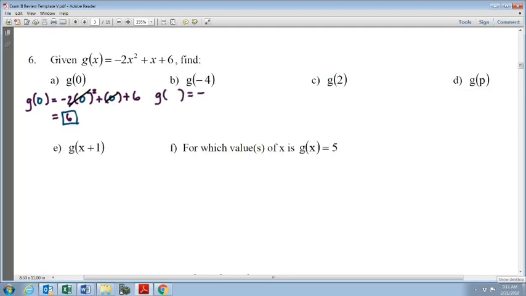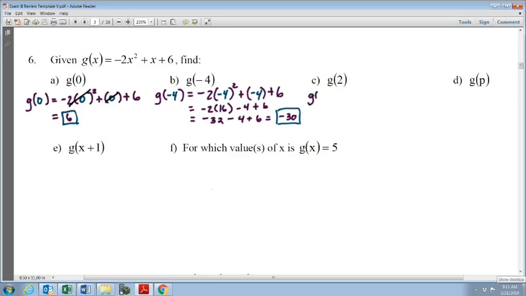Let's do the same thing with negative 4. So let's plug in negative 4. So we just want to follow the order of operations here. We're going to square the negative 4 first. That's 16. And so then we'll multiply the negative 2 and the 16. We get negative 32 minus 4 plus 6. And so you're going to get negative 30 out of that one.